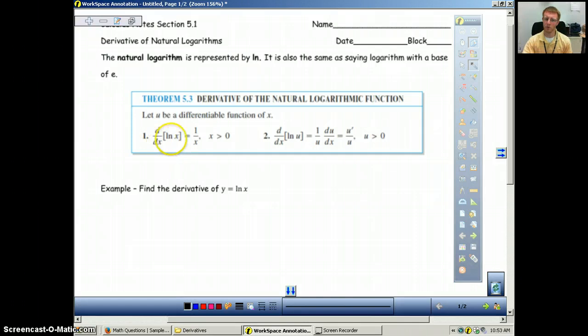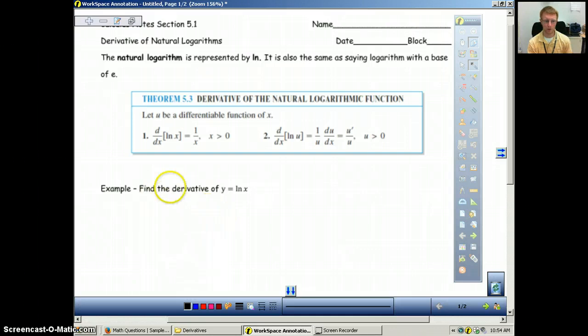Now, when we see natural log of x, basically the way we're going to look at this is the basic derivative will always be 1 over. But whatever the derivative of the inside is, that's going to be what goes on top. So we're essentially using the chain rule on this, but all basic derivatives of natural logs will be 1 over.